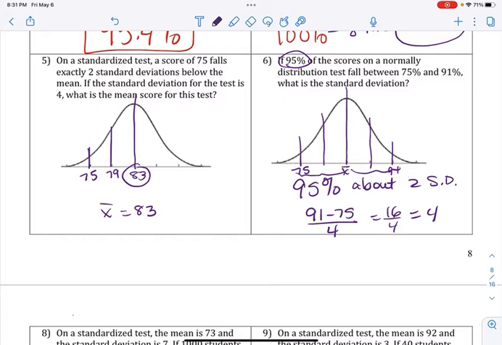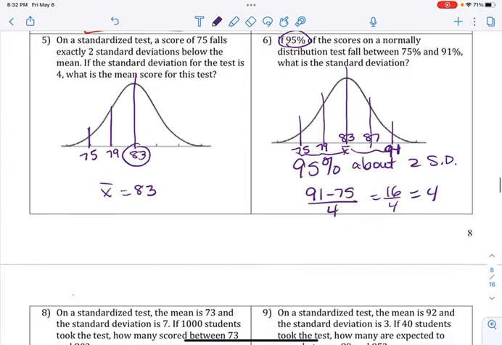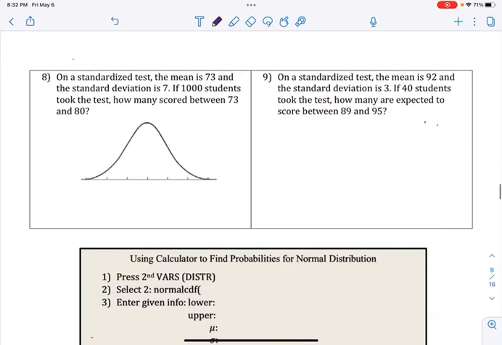And let's just double check. So add 4 is 79. Add 4 is 83. Add 4 is 87. Add 4 is 91. Perfect. It worked. Okay, so that would be my standard deviation. All right, I got 2 more to show you, and then I'm going to show you how to do this in the calculator. On a standardized test, the mean is 73.